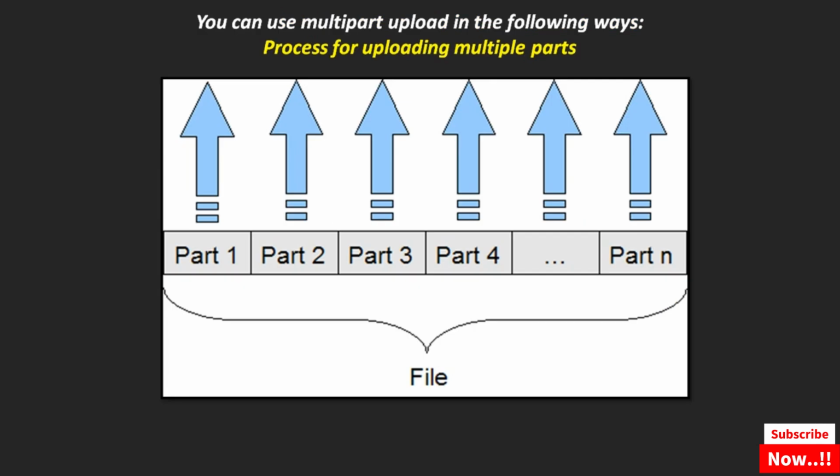Okay, the next one is the process for uploading multiple parts. An upload with multiple parts is a three-step process. You start it, you upload the parts, and after you have uploaded all the parts, you just finish it. Amazon S3 builds the object from the uploaded parts upon receiving your complete multi-part upload request, and you can access it like any other bucket object.